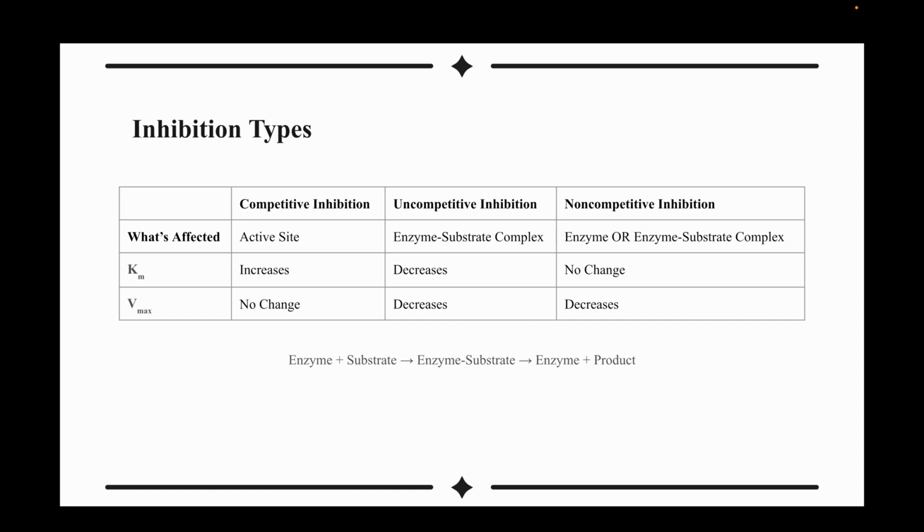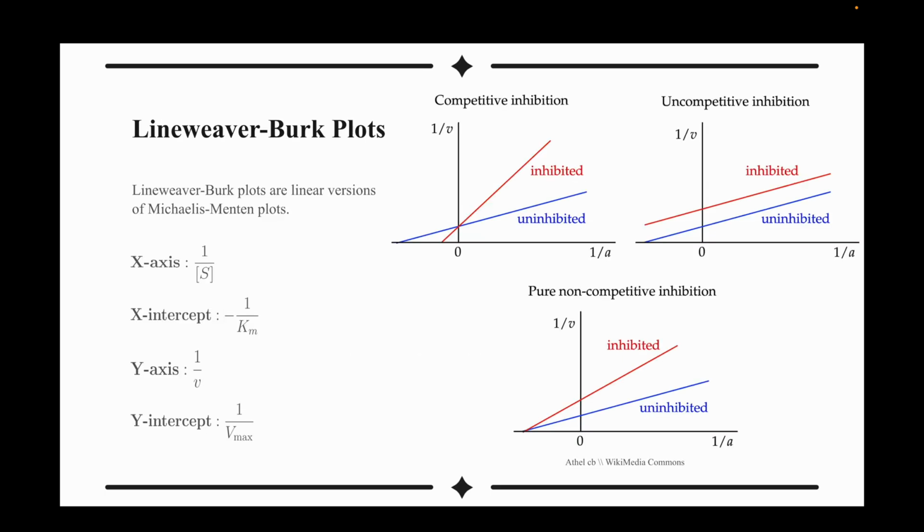Again, work with this equation, work with this table here, and work with everything we talked about on the last slide too to make sure that you master these types of inhibition. Okay, you should also know about Lineweaver-Burk plots. These are the linear versions of Michaelis-Menten plots, and they're plotted with a few values that you should know.